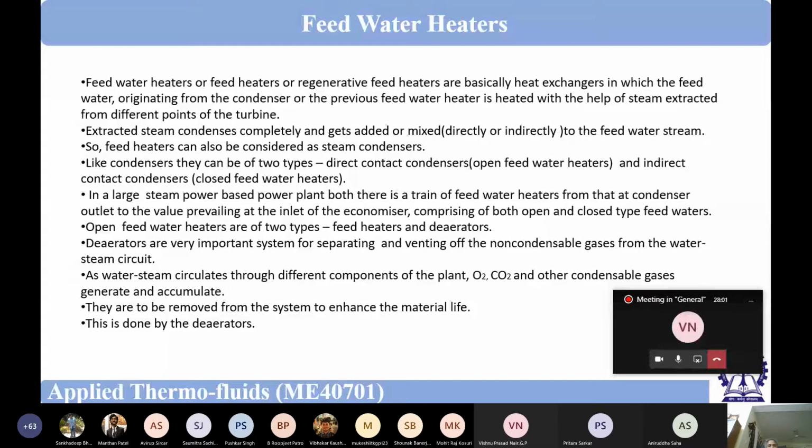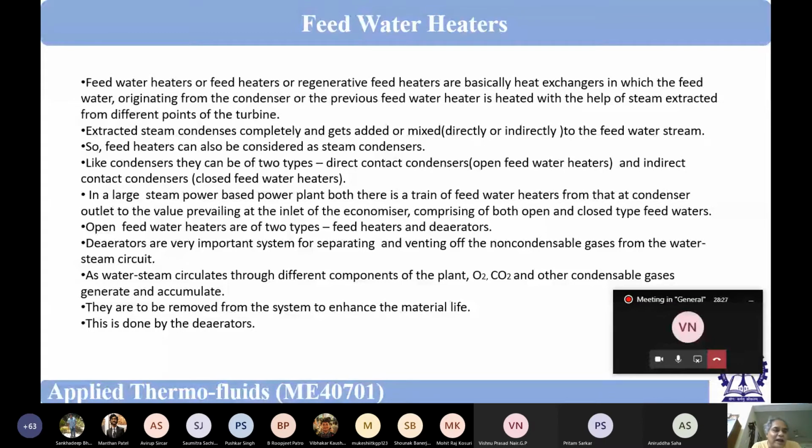But if it is only a steam power plant, in a large utility power plant there will be feed water heaters. In a supercritical steam power plant also, there will be feed water heaters. Feed water heaters are a very important component of a steam power plant. So I would like to spend the rest of the time discussing feed water heaters.